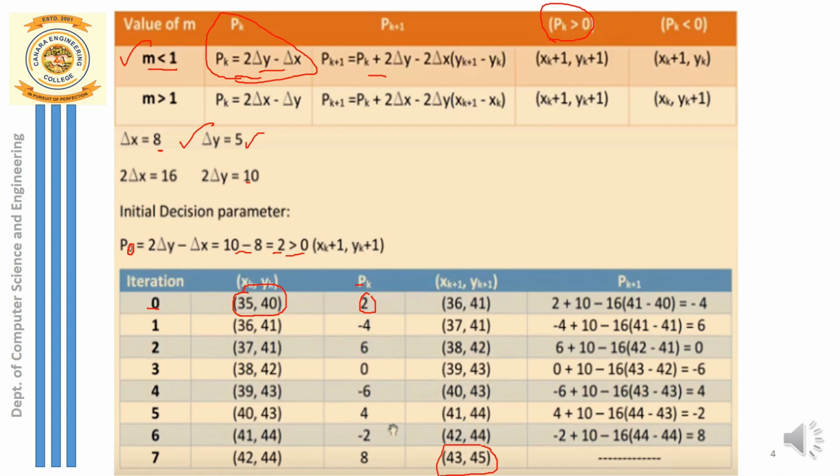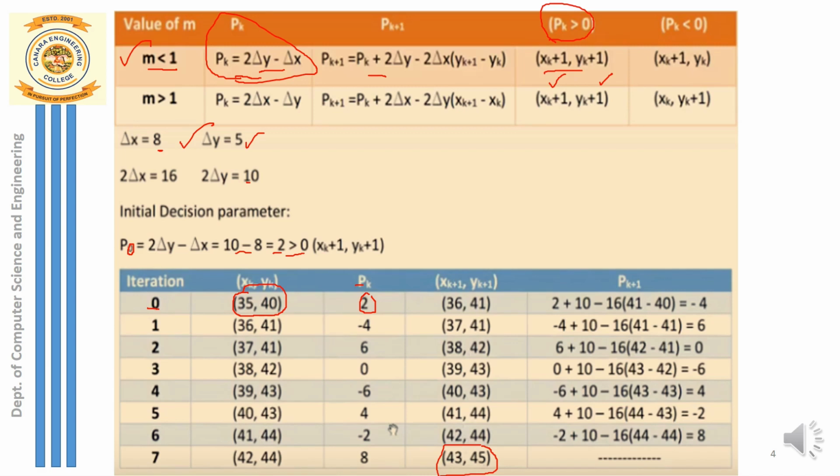Since it is greater than 0, what are we supposed to do? We are ready to plot our point. And what is our point? xk plus 1 comma yk plus 1. That means we have to increment both the x coordinate and the y coordinate. So you have our x0 y0, which is 35 comma 40. And now the very next point that I'm going to plot is where you increment both x and y. That is, 35 is incremented by 1 to 36 and 40 is incremented to 41, and that is our x1 and y1, the next point, xk plus 1 comma yk plus 1. So this is our next point.